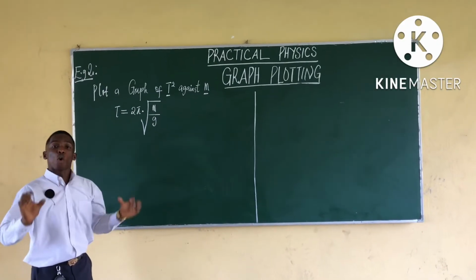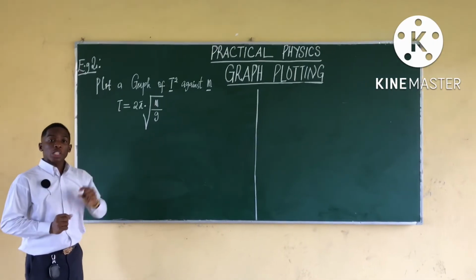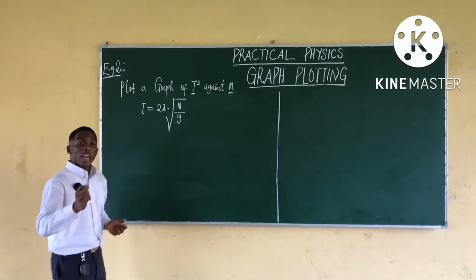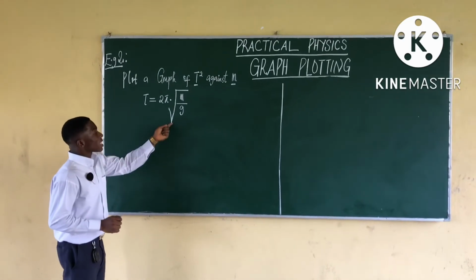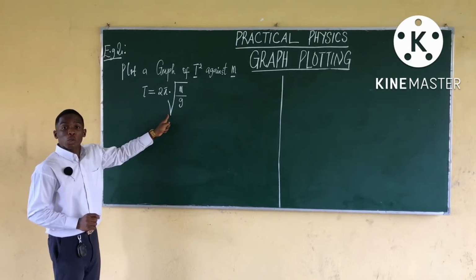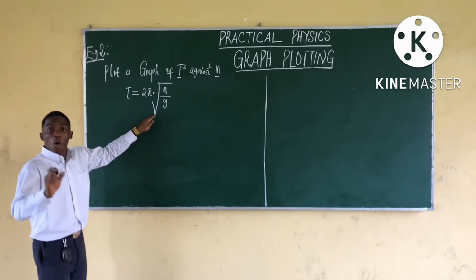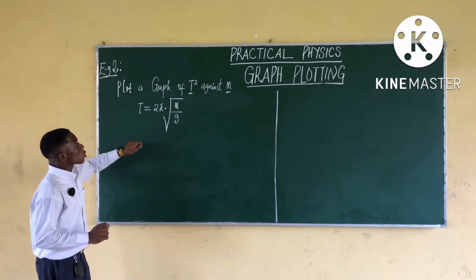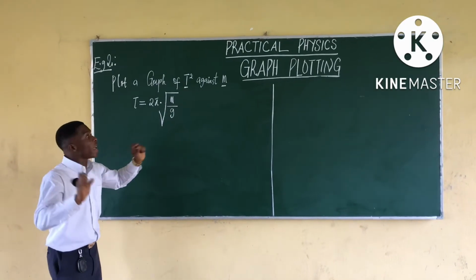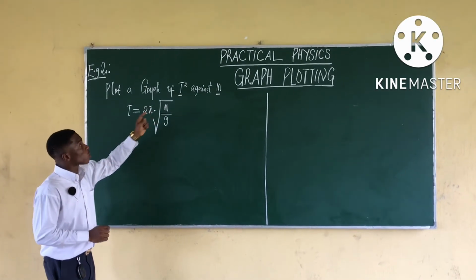Now, how do you know a simple law? Remember we said we have two types of laws: the simple law and the logarithmic law. How you identify a simple law is the presence of a square root sign. Any law where you see a square root sign is called a simple law. And since I'm asked to plot a graph of T squared against m, it means I'm asked to make T squared the subject of the formula.